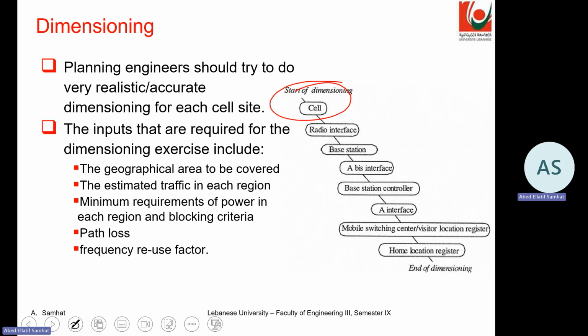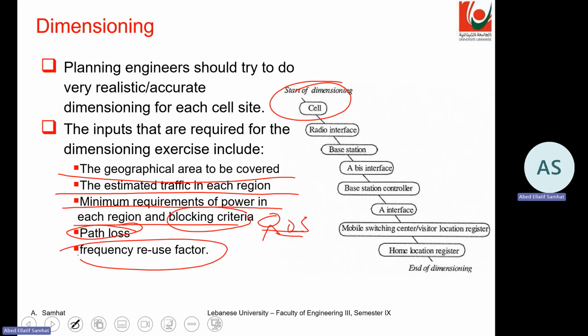And after that, in order to do this dimensioning, we should know the geographical area to be covered, the estimated traffic in each area, in each region, the minimum requirement of power in each region, what's the blocking probability, which is the quality of service, what's the path loss, what's the frequency reuse factor. Having all those parameters, we can define the cell.